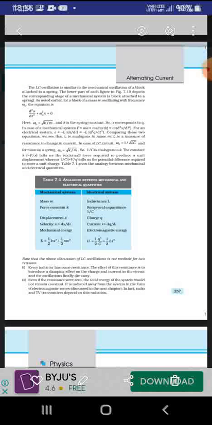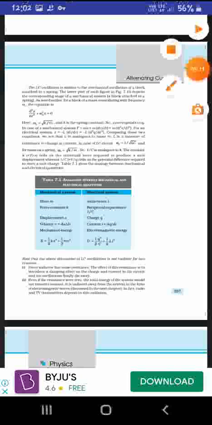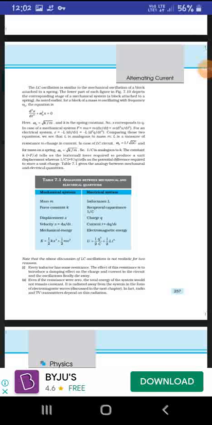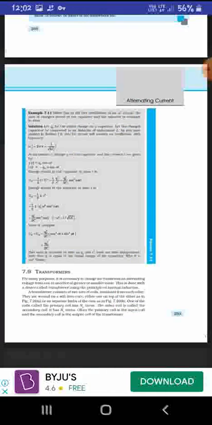And second, even if the resistance is zero, the total energy of the system would not remain constant. It is radiated away from the system in the form of electromagnetic waves. Radio and TV transmission depend on this electromagnetic radiation.